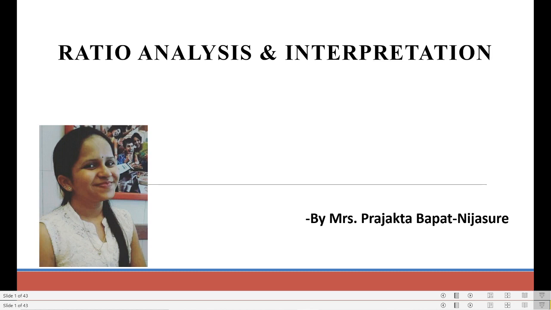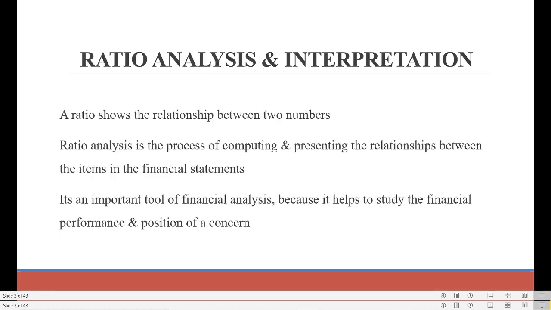Today's topic is ratio analysis and interpretation. Let us understand first what are ratios. So ratio is a relationship between two numericals or two numbers or two variables. Now, how does it help in financial statements? It helps to analyze financial statements. It helps us to know the company's financial position or performance.